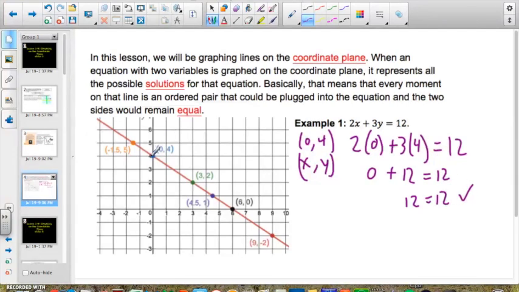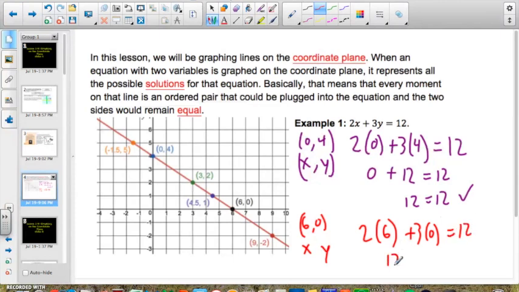So we can see that ordered pair makes a statement true. We can do that with any point on the line. I'll also try plugging in 6, 0. If I have 6, 0, that means x is going to be 6 and y is equal to 0. So I'm going to have 2 times 6 plus 3 times 0 equals 12. 2 times 6 is 12. 3 times 0 is 0. And I'm going to end up with 12 equals 12.